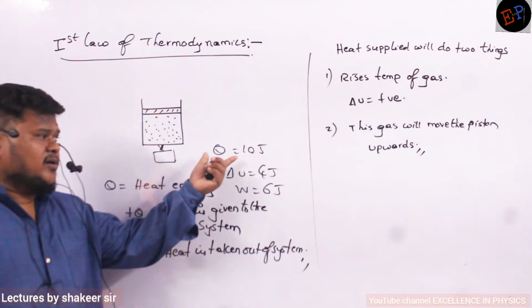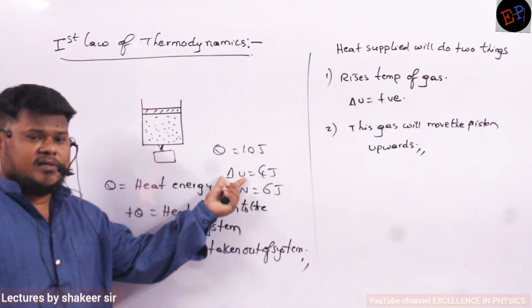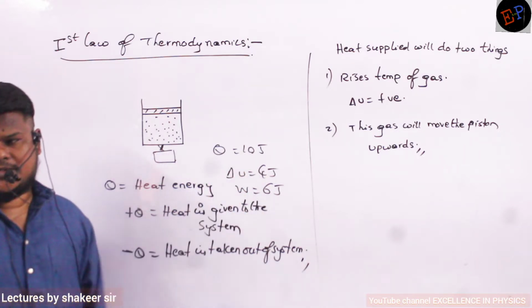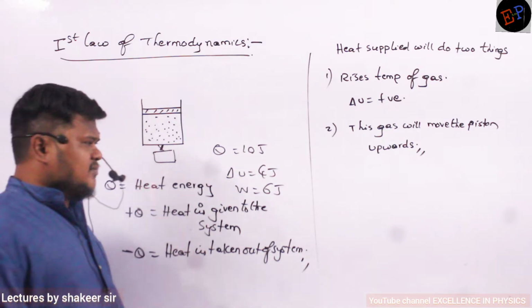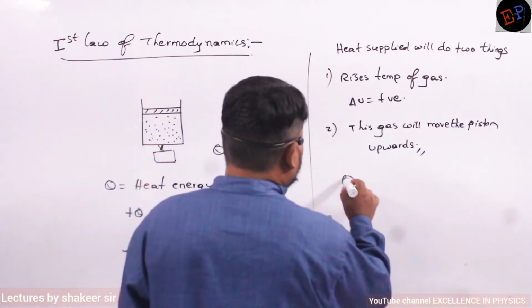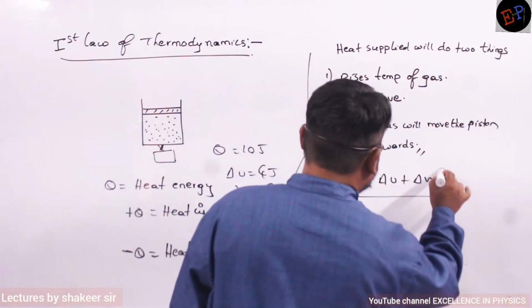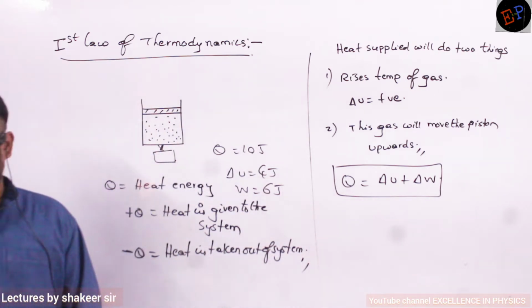You are supplying totally how much energy? 10 joules. But out of that, what is the increase in internal energy? 4 joules. And what is the work done by the gas? 6 joules. So 10 is equals to 4 plus 6 only, no? So therefore the first law of thermodynamics says that Q is equals to delta U plus delta W. This equation is nothing but the first law of thermodynamics in the case of physics. Are you able to understand?